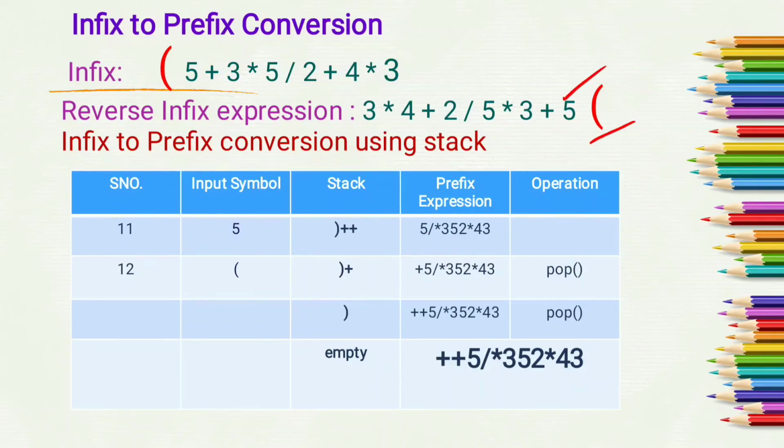Next input symbol is open bracket, so we have to pop all the operators from the stack until we get a closing bracket. First we pop this plus from the stack and add it into the prefix expression. Then we pop this plus from the stack and add it into the prefix expression. Because of this open bracket, the closing bracket will be cancelled out and the stack is now empty. So this is our final prefix expression of the given infix expression. The answer is plus 5 divide multiplication 3 5 2 multiplication 4 3.